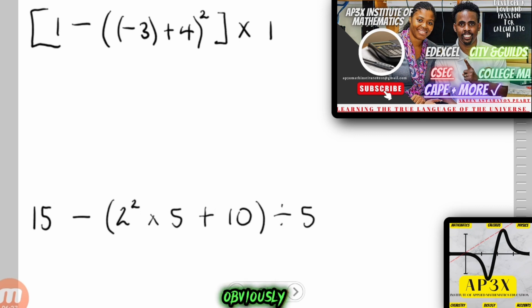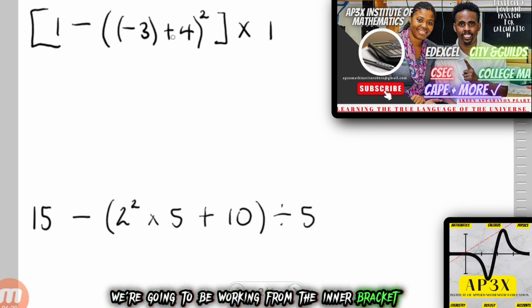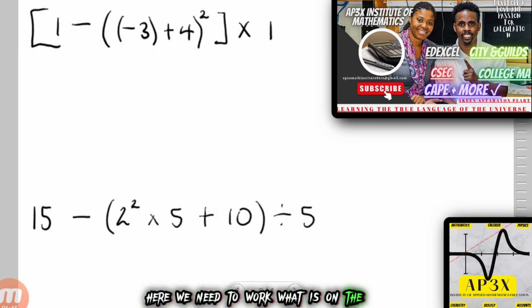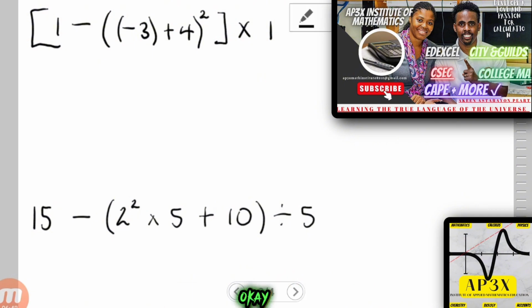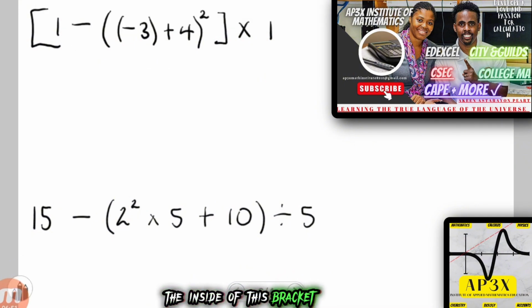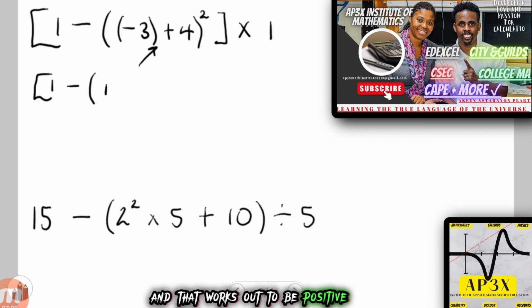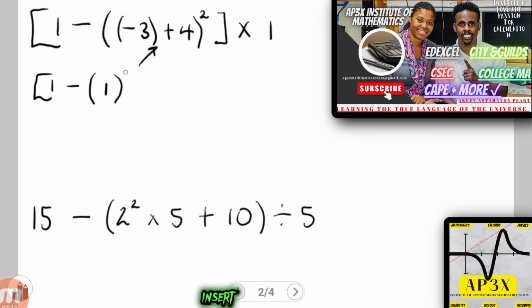Okay, so obviously we're going to be working from the inner bracket towards the outer bracket. Here we need to work what is on the inside of this bracket. If we can work what is on the inside, we can rewrite whatever is left. So we'll end up with 1, take away, open bracket, and then we're going to work out what is in between here. So this is -3 plus 4, and that works out to be +1. Close the bracket, insert your square, put back your square bracket, and multiply it by 1.